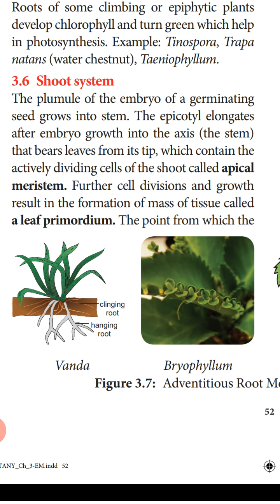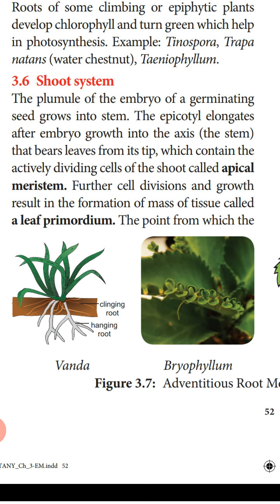Similarly, after the radicle develops into the root system, the plumule develops. The plumule is also part of the embryonal axis. The part of the embryonal axis which grows towards the sunlight, that is the plumule, will develop into the shoot system. So the plumule of the embryo of a germinating seed grows into the stem. So the stem development starts from the plumule.